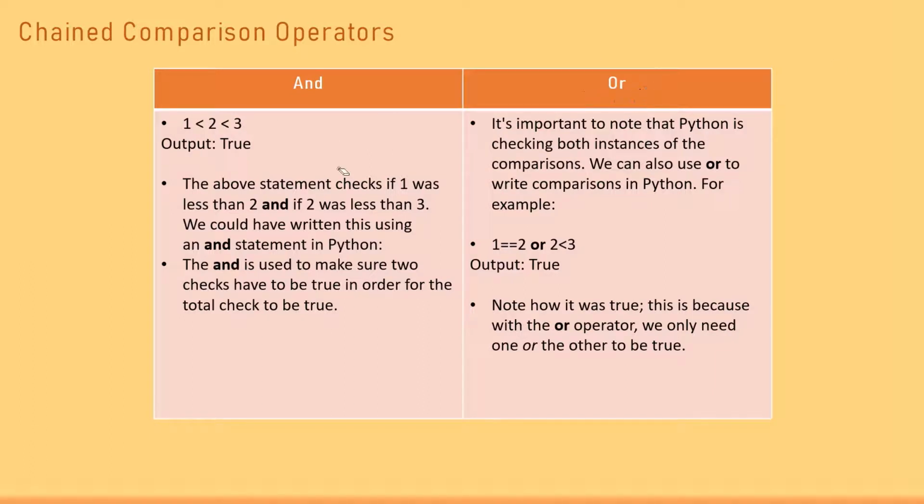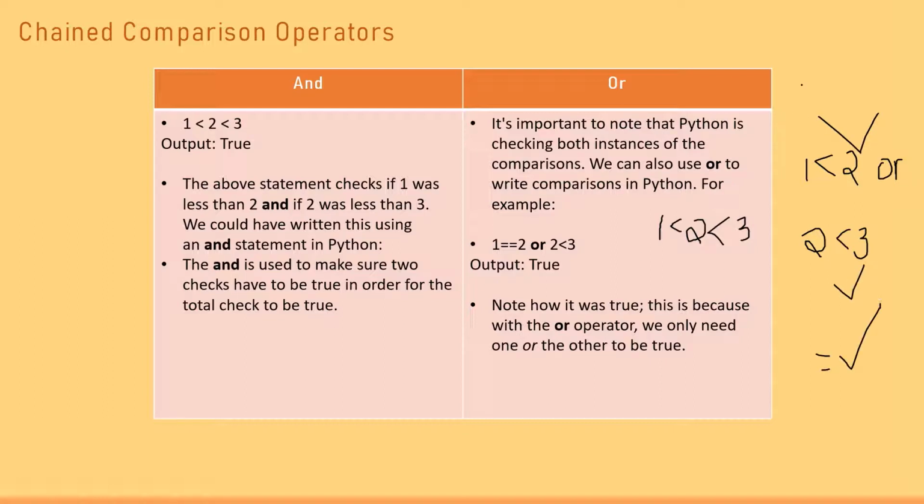So now for OR, let's take an example. Let's say 1 is less than 2 and 2 is less than 3. OR checks if even one statement is true and then it immediately prints true. The OR operator is used over here: 1 is less than 2 or 2 is less than 3. So both are true statements. It will definitely give you a true result. If one is true and one is false, it will also give you a true result.